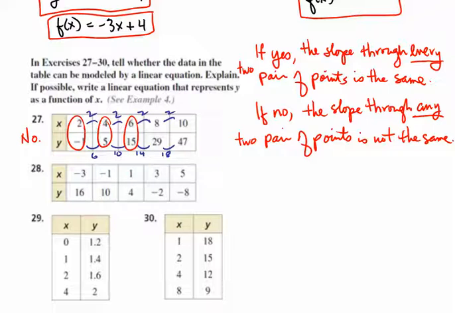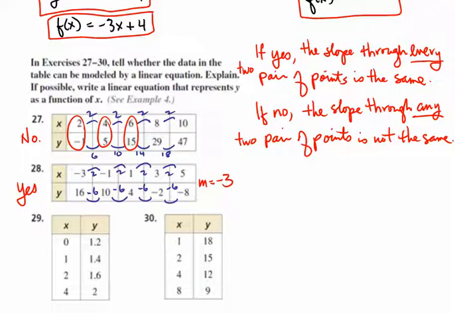Alright, so the next one, number 28. As we go from -3 to -1, we're going up by 2, up by 2, up by 2, up by 2. From 16 to 10, we're going down by 6. From 10 to 4, down by 6. From 4 to -2, down by 6. -2 to -8, down by 6. Well, you can see here that the slope through any two pair of points is always -6 over 2, which is -3.